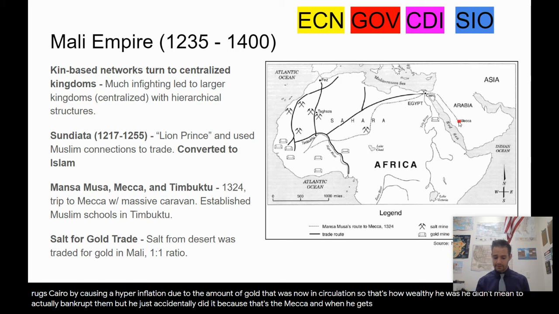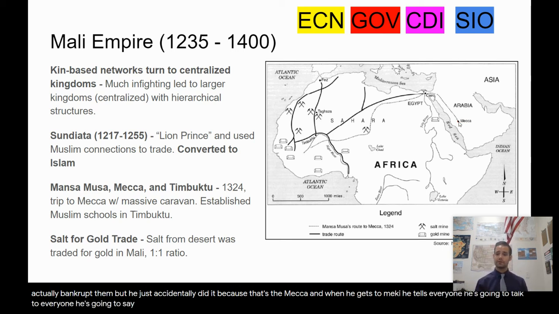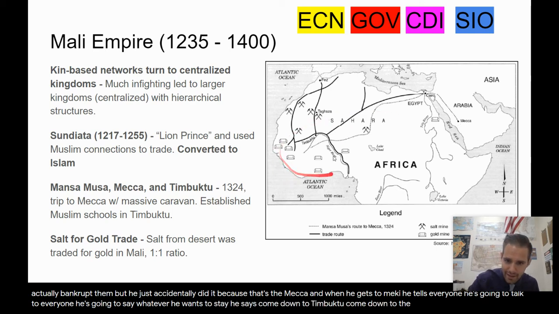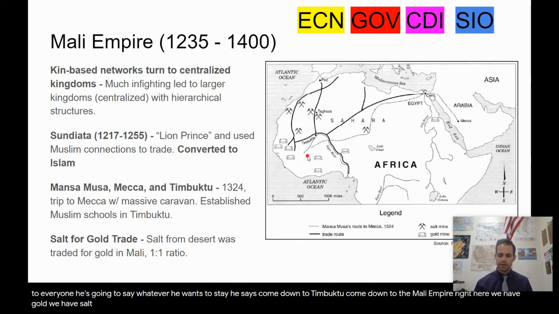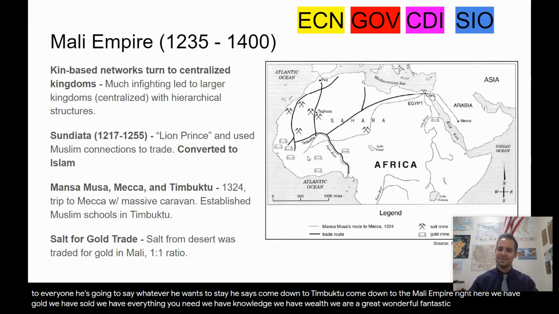And when he gets to Mecca, he's going to talk to everyone, he's going to say whatever he wants to say. He says, come down to Timbuktu. Come down to the Mali Empire right here. We have gold, we have salt, we have everything you need. We have knowledge, we have wealth. We are a great, wonderful, fantastic society. Come and visit us. And he gives directions as well.